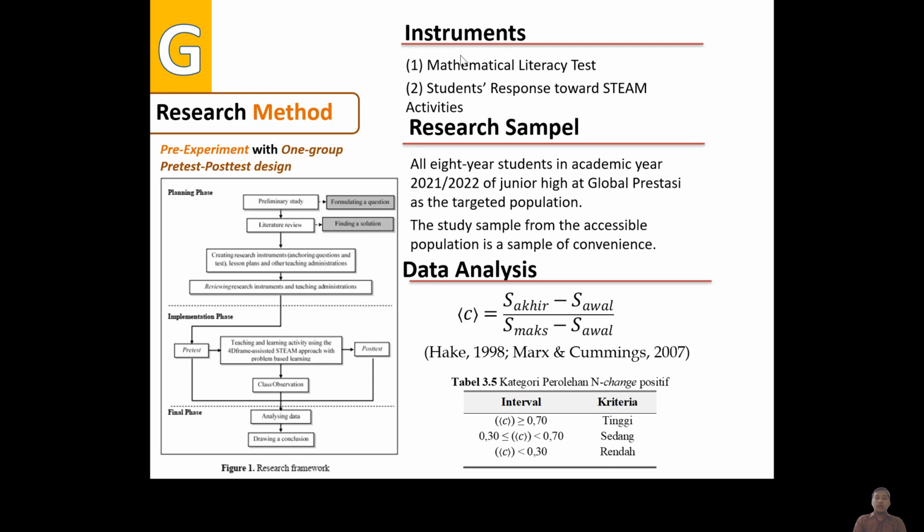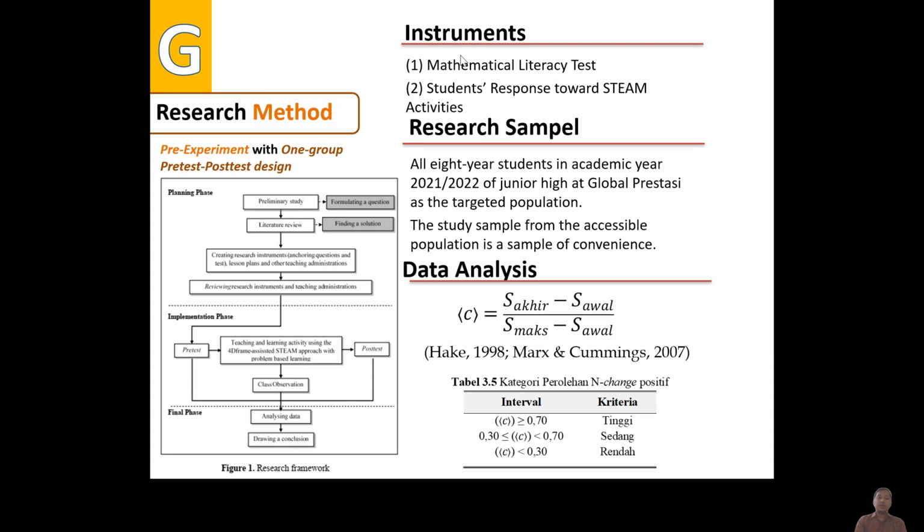All 8th grade students in academic year 2021-22 of junior high at Global Prestasi are the targeted population. The study sample from the accessible population is a convenience sample, as I mentioned before.